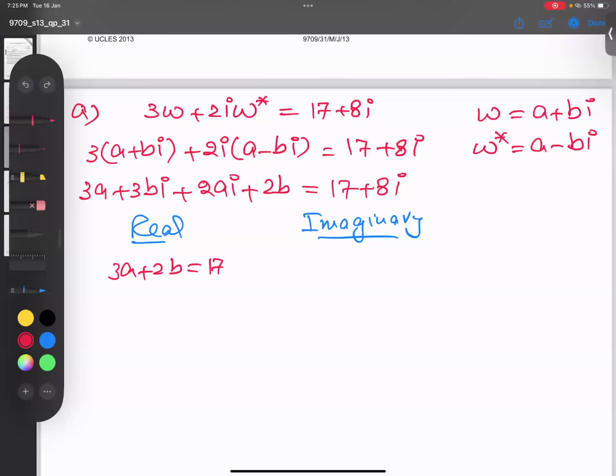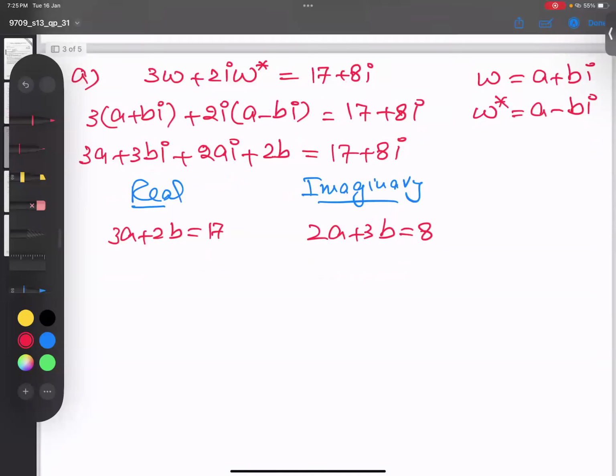Now, what is the imaginary part? The i values: here 2a and here 3b. So 2a + 3b = 8. Equations 1 and 2, and I have to solve them simultaneously. Let's try to cancel a. This is 3a, here 2a. The first equation multiplied by 2 gives 6a, 4b, and 34.